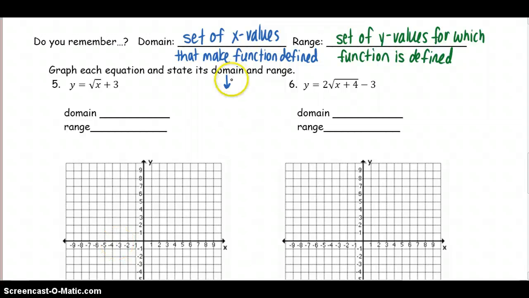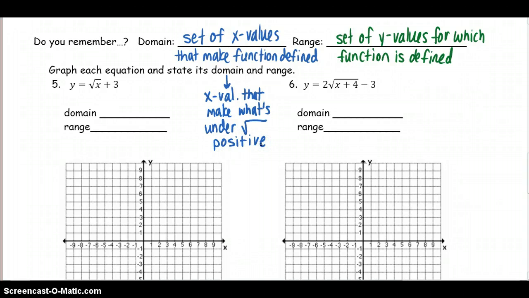All right, so when we talk about the domain for the square root function, the domain are the x values. It ends up actually being that the domain are the x values that make whatever is underneath the radical positive. Okay, for square root functions, that's what our domain is. It's the x values that make what's underneath the radical positive.